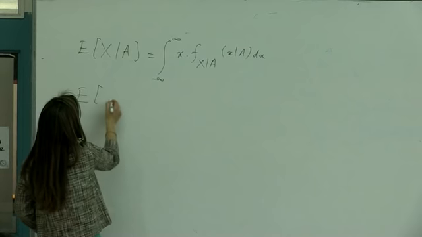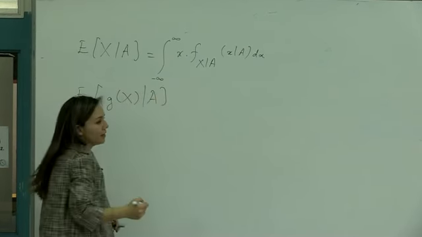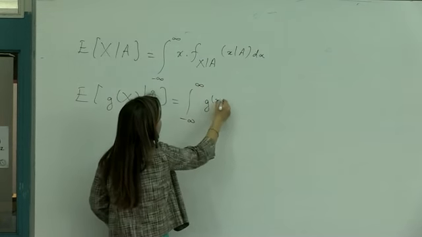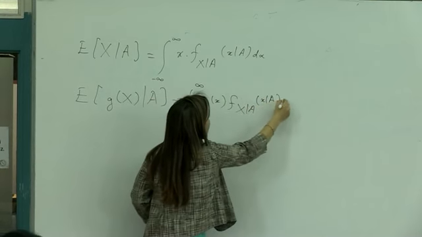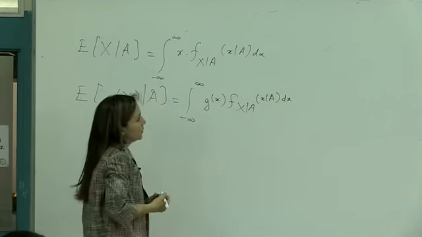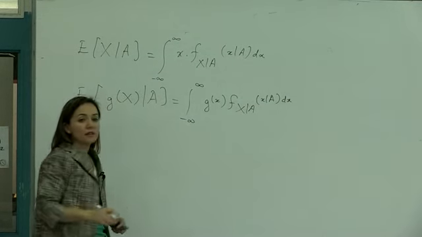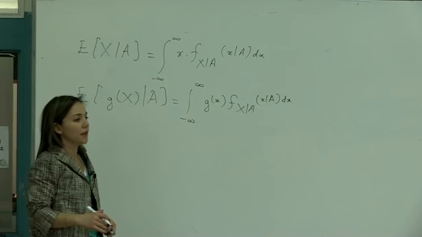Similarly, the expected value of a function of the random variable X under the condition A is found by integrating g(x) f_{X|A}(x) dx. What's next? Now we condition on another continuous random variable Y taking on the value y.